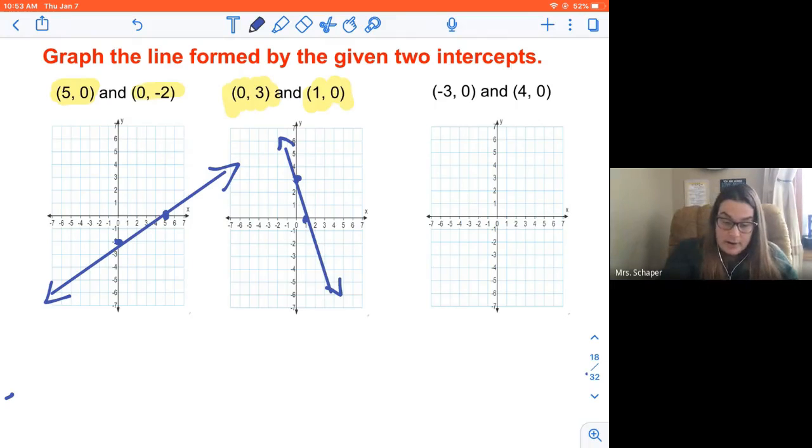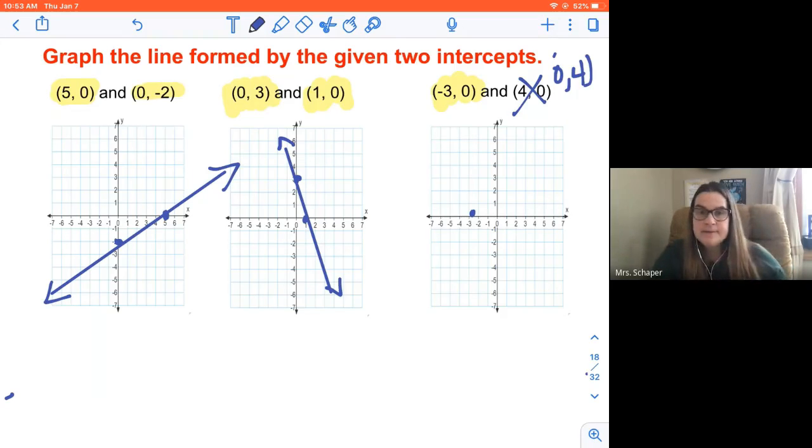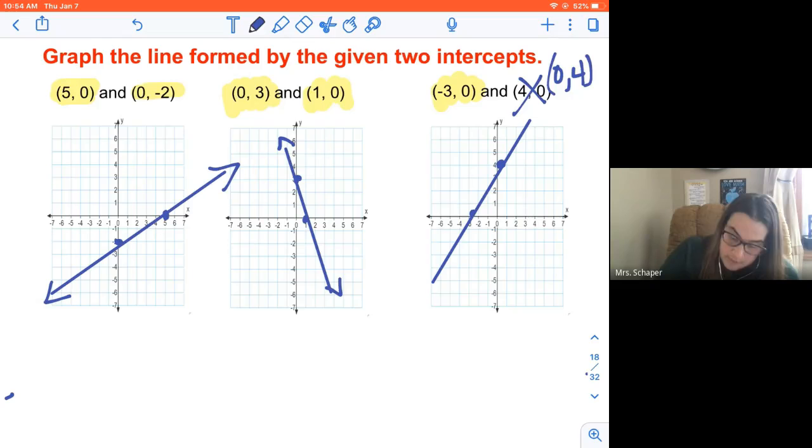Let's do one more. So this first one is my x-intercept because the y value is 0. So it crosses the x-axis at -3. And then I just noticed I have a mistake. We are going to change this one to be 0, 4. Nice work, shops. I'm human. I make mistakes. So this is the y-intercept. It crosses right here. So I'm going to go right through there. So once we have the intercepts, we plot those 2 points and we draw a line through it.